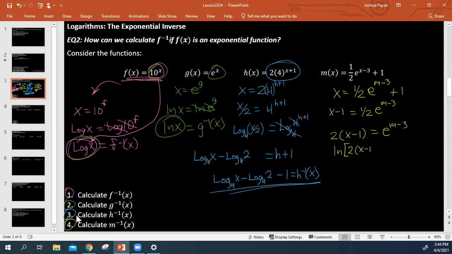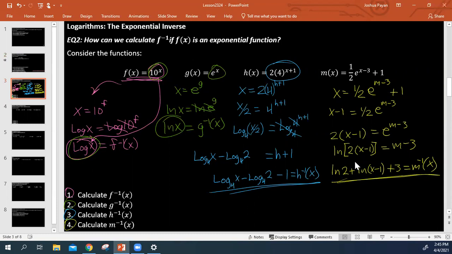And notice that I'm using different kinds of parentheses so it doesn't get too messy. Just a minus. Okay, so I've got square brackets and I've also got curved brackets. That doesn't mean anything different. It's just so I don't get confused later. Okay, and then I'm going to add 3 to both sides. And I can split this into 2 separate logarithms if I want. So I can say this is natural log of 2 plus natural log of x minus 1, and then the plus 3 equals m inverse of x. And that would be my final answer.